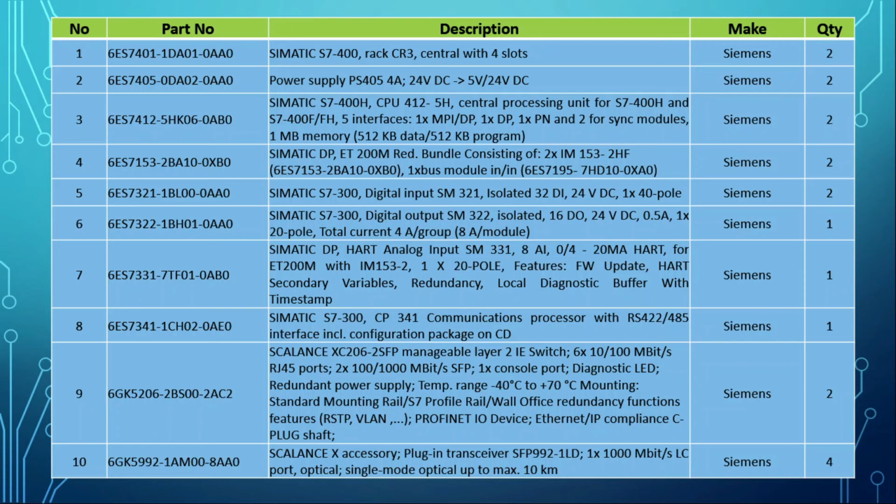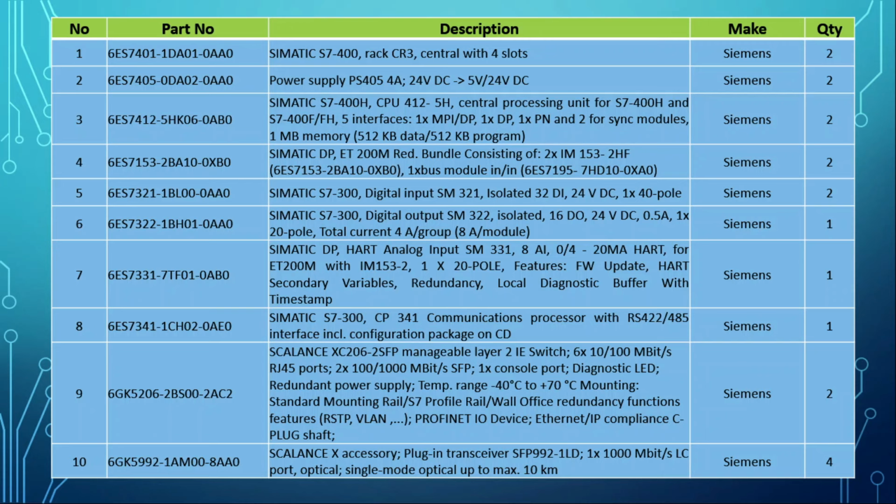Fifth one is digital input module. Sixth one is digital output module. Seventh one is analog input module. Eighth one is communication processor module. This communication processor will communicate all the Modbus devices to the PLC. Ninth one is scalance switch, which is used for the Ethernet connections. 10th one is SFP, which is used for fiber optics connection.